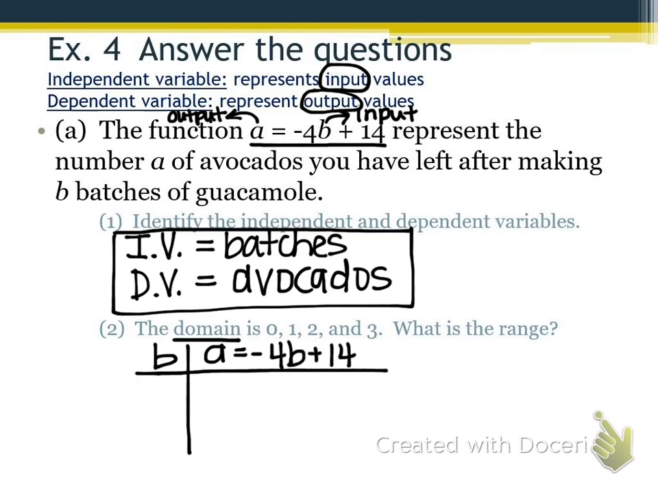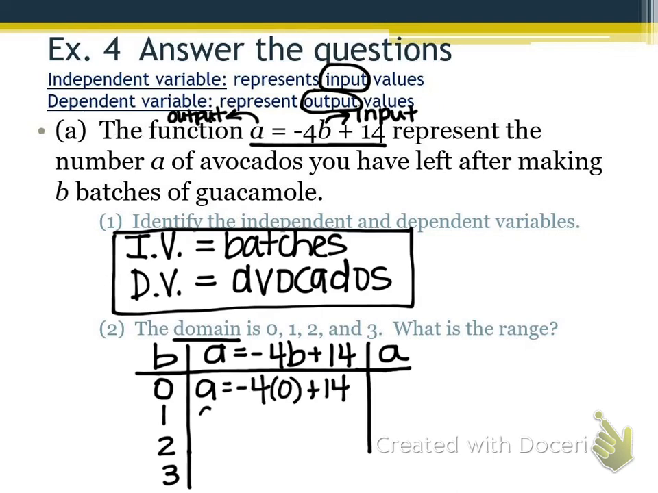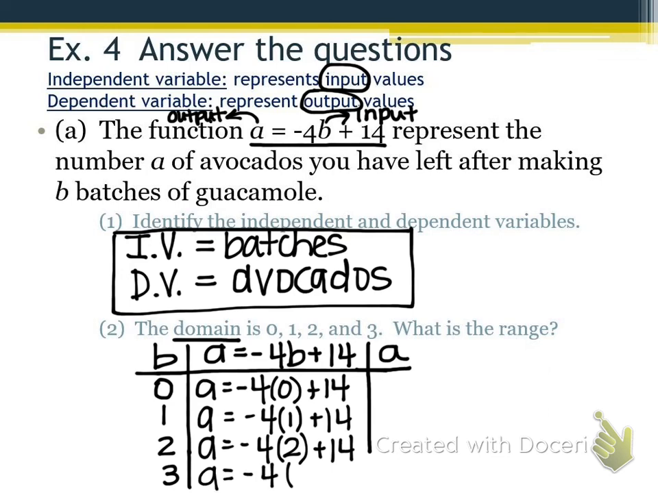And my output is what variable? In this problem, my output is a. Awesome. So they've given me the domain 0, 1, 2, and 3. They've given me my input values, my b values. Now, I'm going to put each of those values into my function. So, a equals negative 4 times 0 plus 14. A equals negative 4 times 1 plus 14. A equals negative 4 times 2 plus 14. And a equals negative 4 times 3 plus 14.